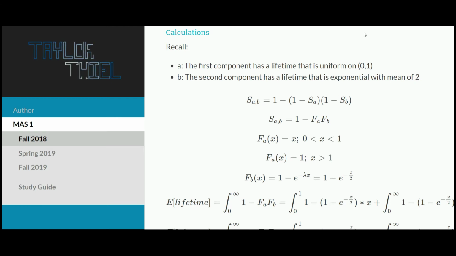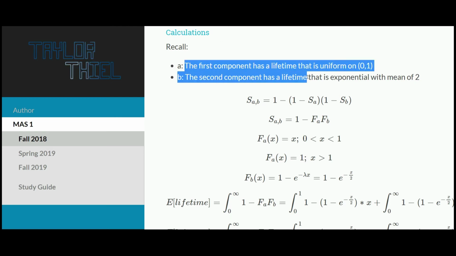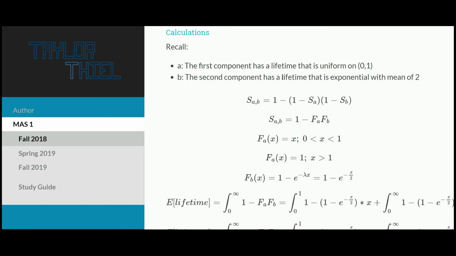So first off, I just copied and pasted part of the problem. These are the two components that are in parallel, uniform and then exponential. And then I'm defining the survival function for the overall system. The overall system survives so long as one of them survives. And we don't like that. There are 3 different ways that the system can work, and that's too complicated. So we're going to do 1 minus the only one way that the system can fail.